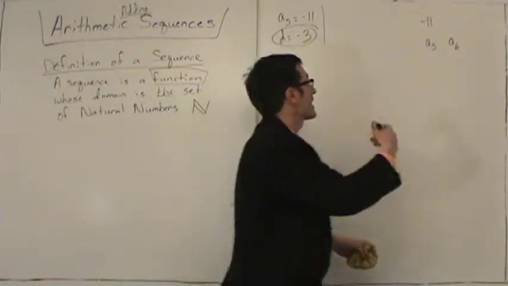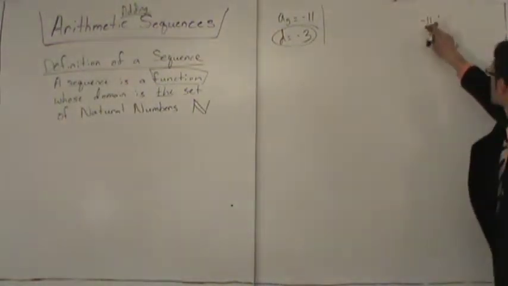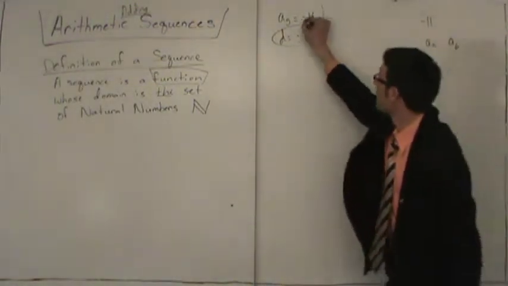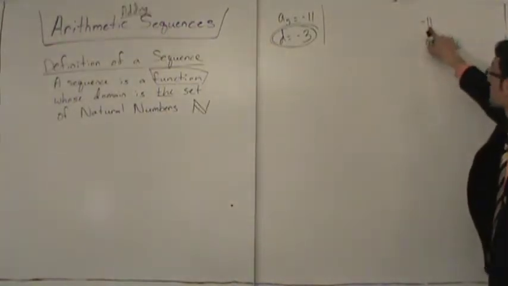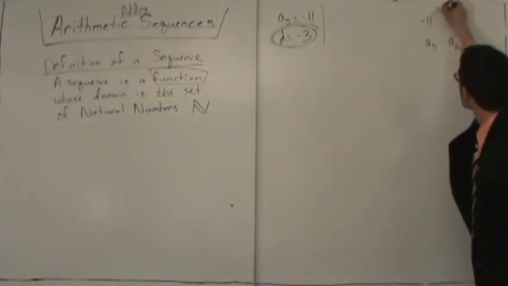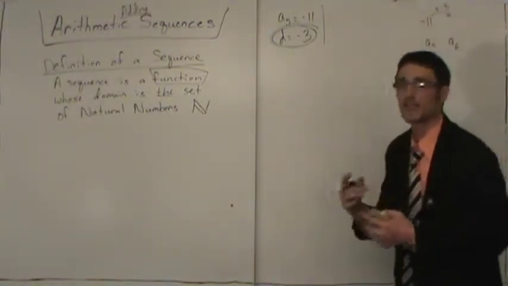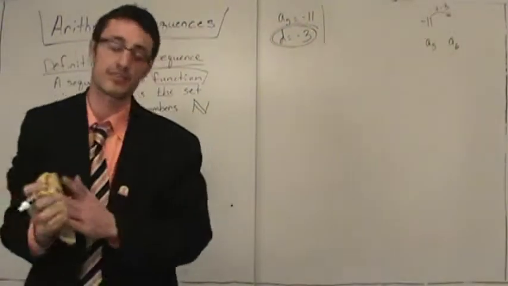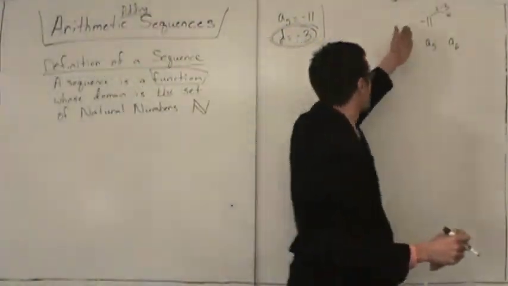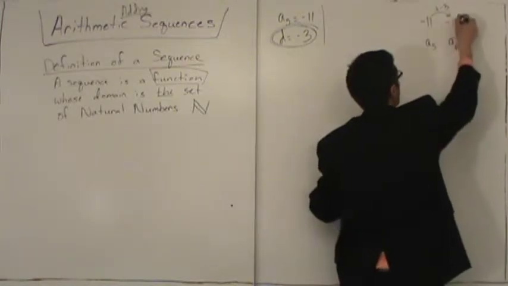Okay, so to go to the next value in the range, we are going to add what? We are going to add negative 3. So negative 11 plus negative 3. I want you to write plus negative 3. Okay, adding negative 3, you can think of this as subtracting 3. So negative 11 subtract 3. Negative 11 subtract 3 gives negative 14.